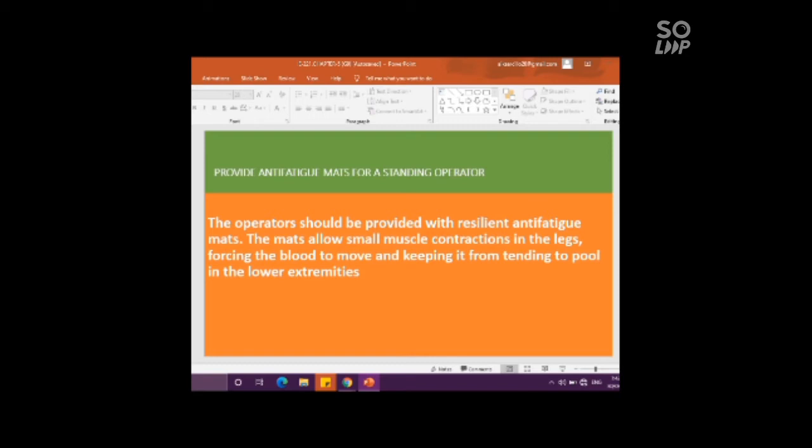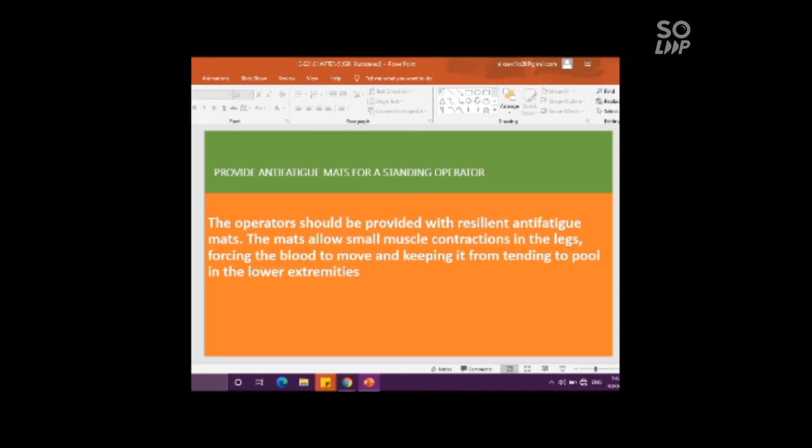So what are anti-fatigue mats? They are mats designed to reduce fatigue caused by standing for long periods on a hard surface, for example, a cement floor. Anti-fatigue mats are often used to decrease foot and lower limb disorders for workers who stand in one position for long periods of time.